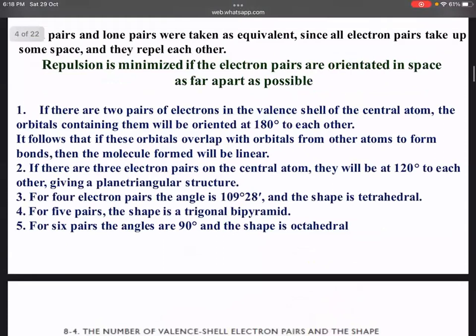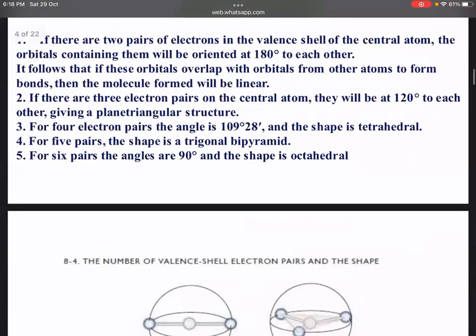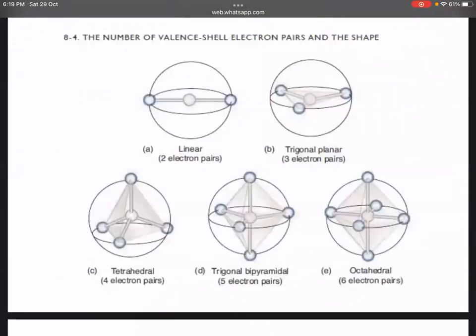So the green color point is very important. Okay, so look here. We have the two pairs, so that will become linear, right? The three electron pairs, trigonal planar. When you have four, that becomes tetrahedral. So could you see how the tetrahedral shape will become? 5 means trigonal bipyramidal. 6 means octahedral. This is the basic concept behind the structure.